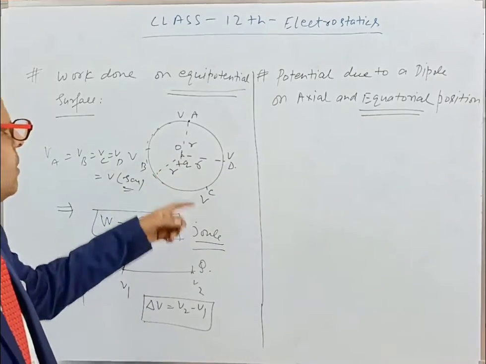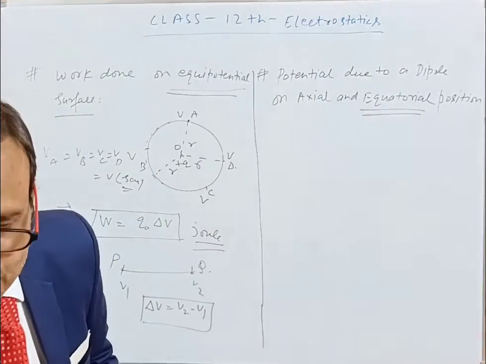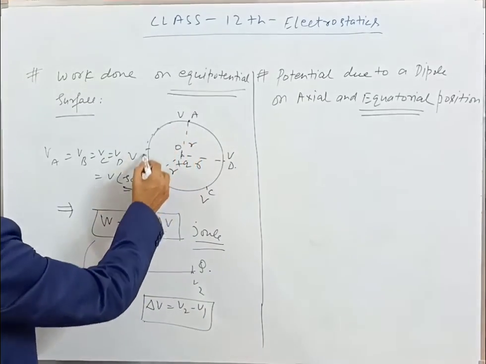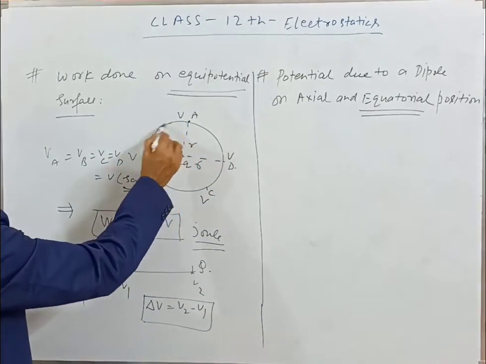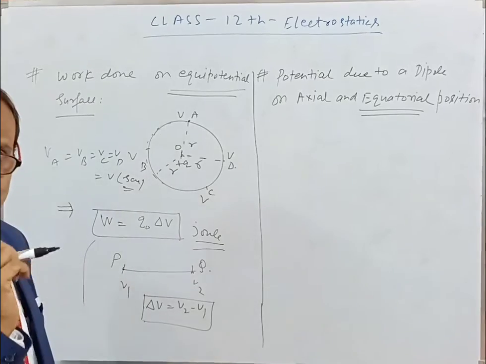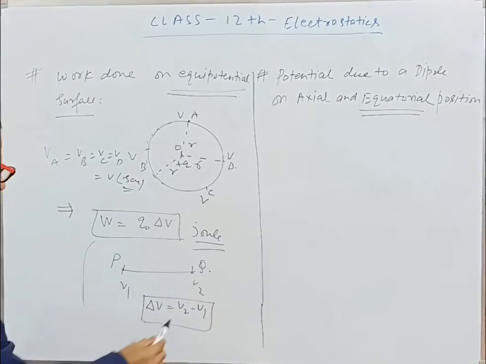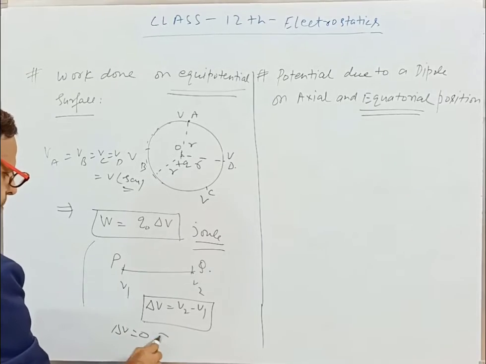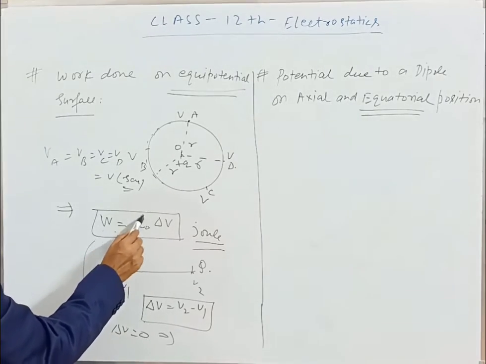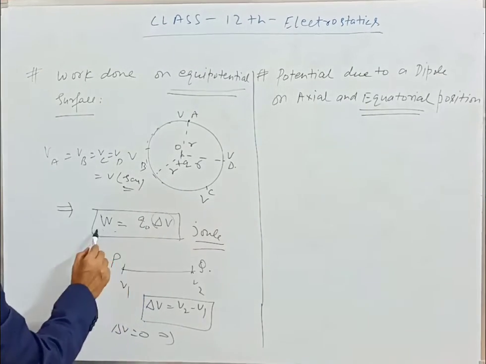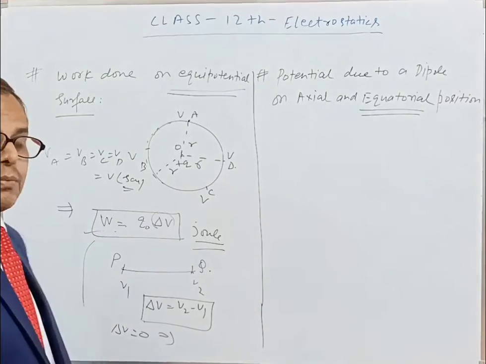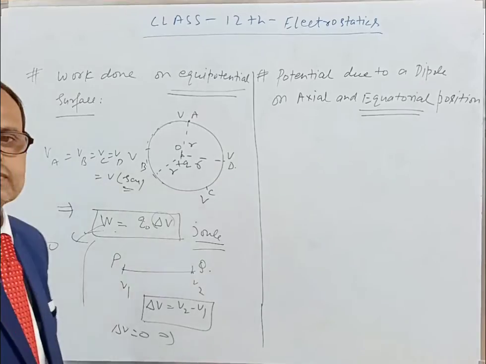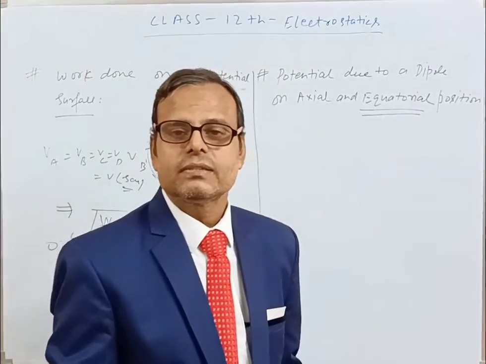What would be the work done on an equipotential surface? This is the question. That means if we move from any point to any point, then the potential difference between the two points will be equal to zero. And since delta V is equal to zero, this implies W is equal to Q naught into zero, that is zero. Means on an equipotential surface, work done will be equal to zero. Note it in your mind.